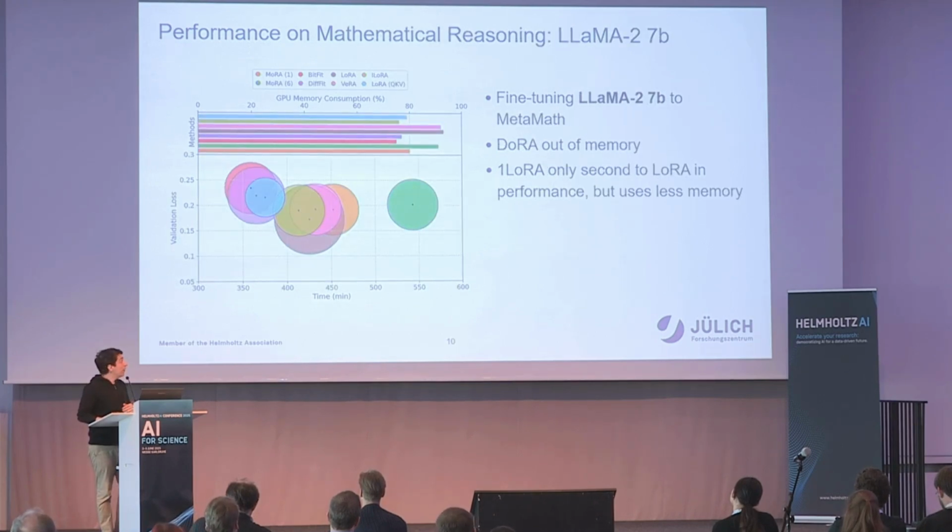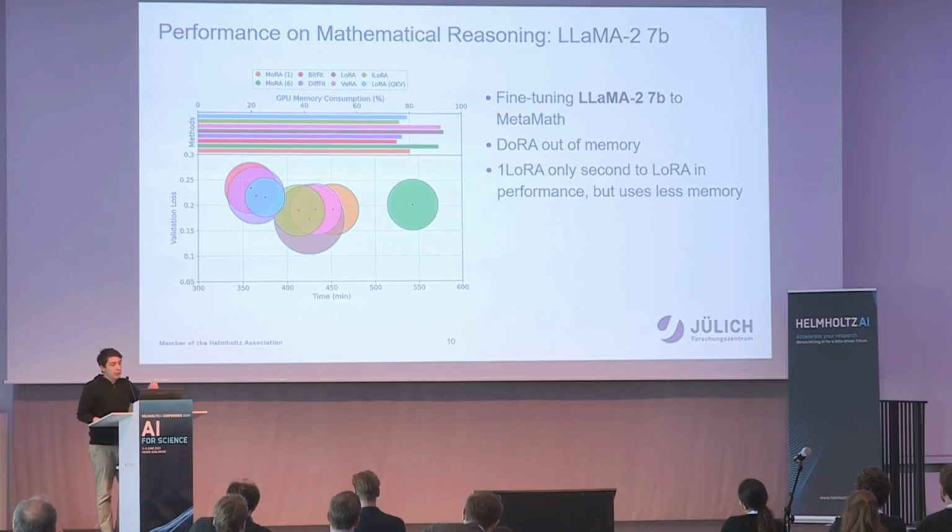But yeah, let's move to another task. In this case, it's not computer vision anymore, it's text. So it's a mathematical reasoning task. We fine-tune a Llama 2 model, 7 billion parameters, from pre-trained to MetaMath, a mathematical reasoning dataset. And yeah, we already noticed that one of the methods runs out of memory, so DoRA.